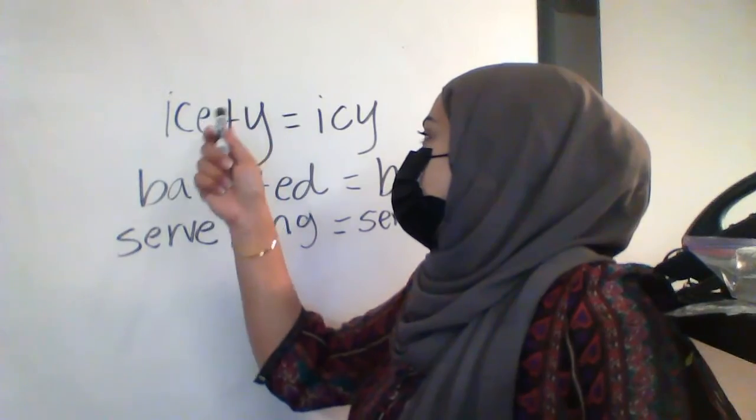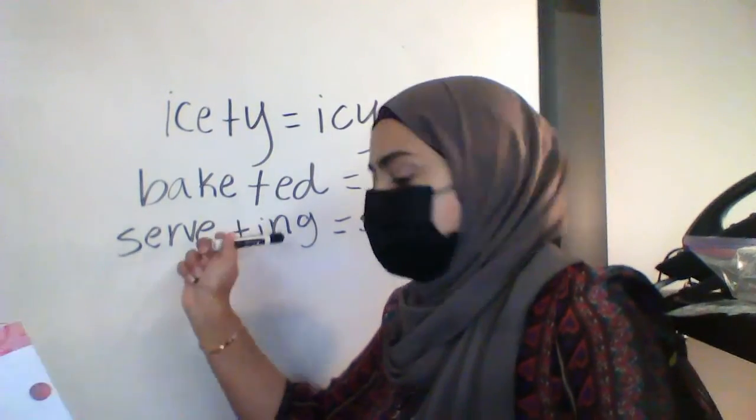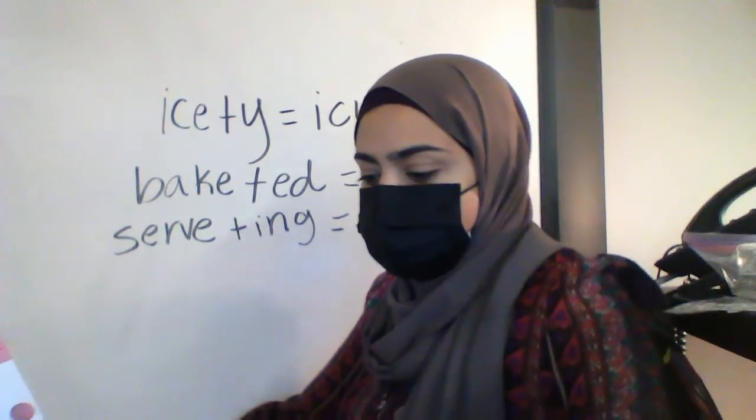Does anyone remember what a root word is? What's a root word, Leah? A root word is a simple word that does not have anything added to it. It's a simple word that has its own meaning with no suffixes added to it. These here are all suffixes. Suffix Y, suffix ED, suffix ING.